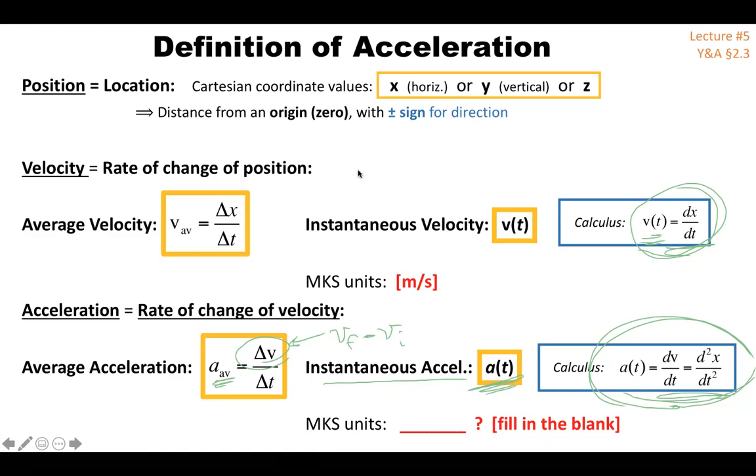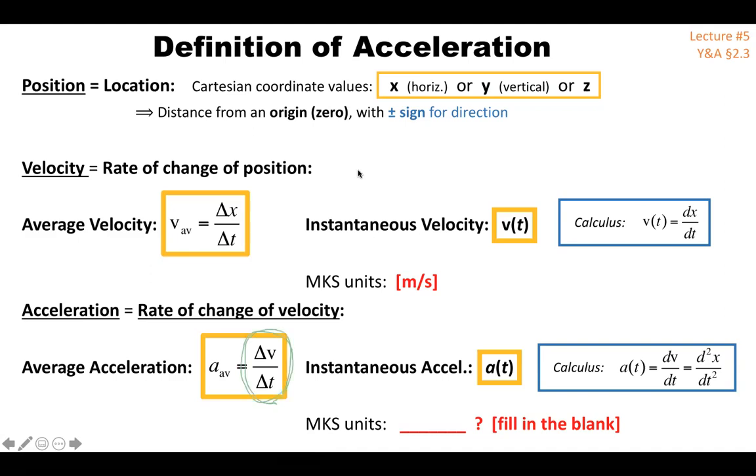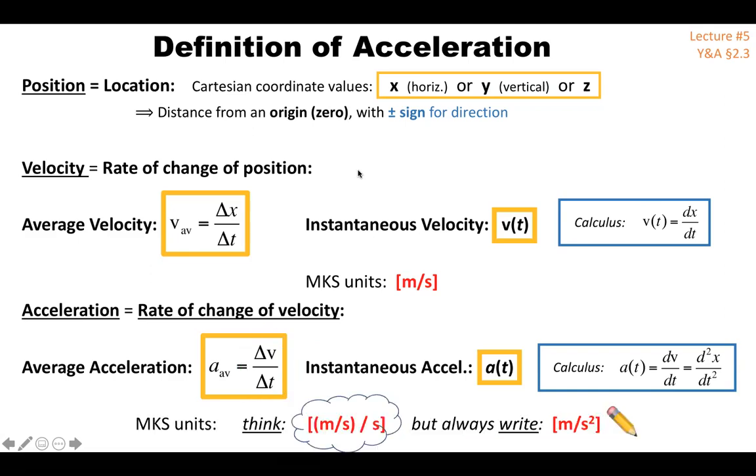Okay, now before we leave this slide, let's think for a second about the units. What should the MKS units of acceleration be? Either think back to what we just saw on the previous slides and see if you can remember, or think about it from dimensional analysis. Look at our formula and ask yourself, what are the MKS units of velocity? What are the MKS units of time? And then divide. Okay? All right, I hope that you agreed that it's meters per second squared.